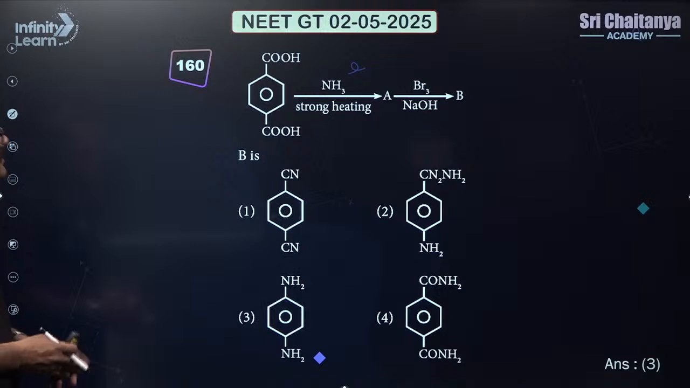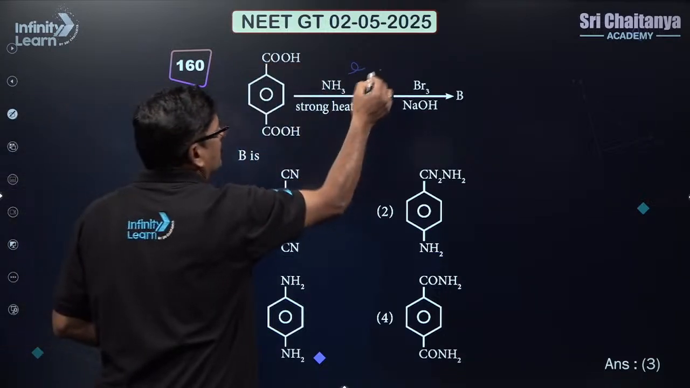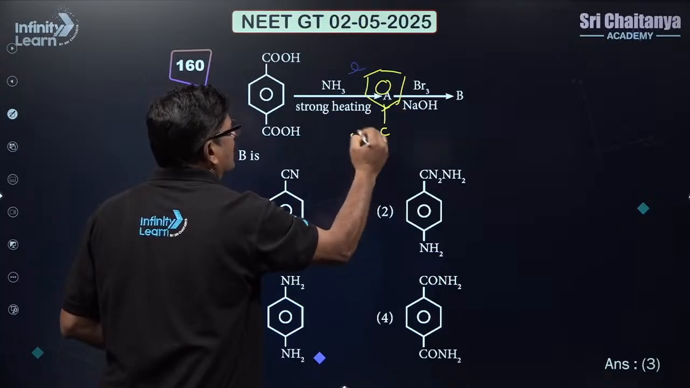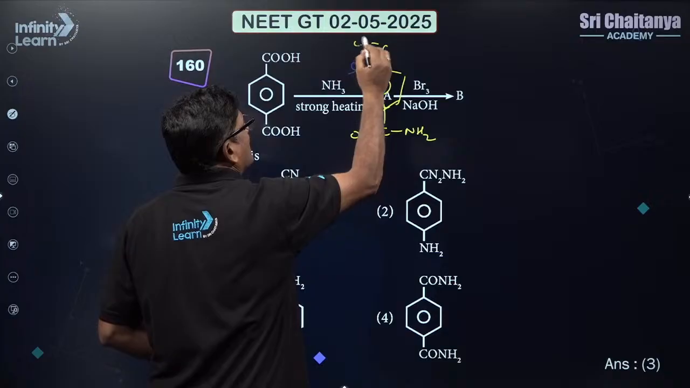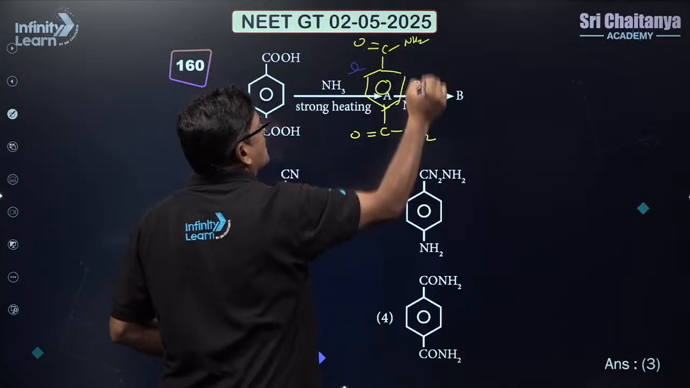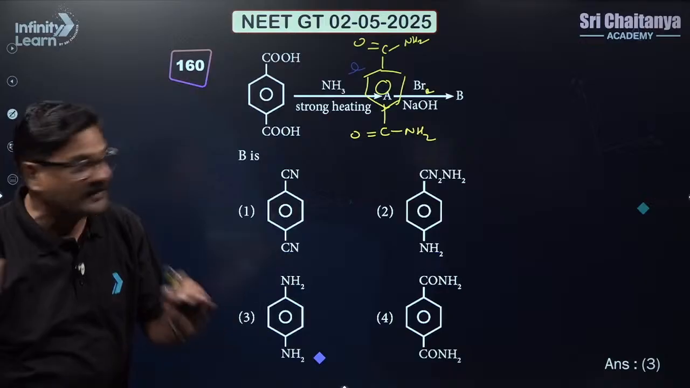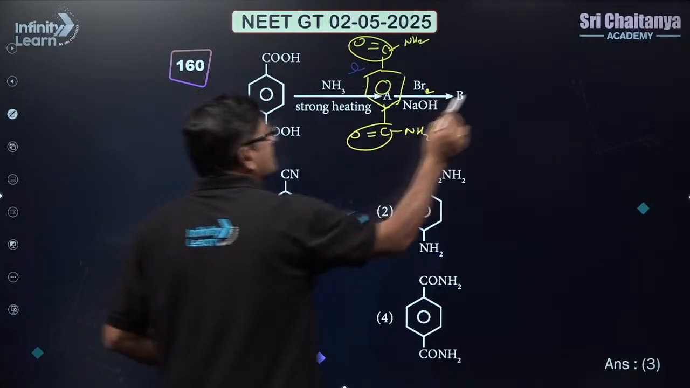And here you can see the carboxylic group with ammonia, you are going to get C double bond O NH2 and C double bond O NH2. So with Br2 and NaOH, the Hoffmann bromamide reaction, this is eliminated, this is eliminated.